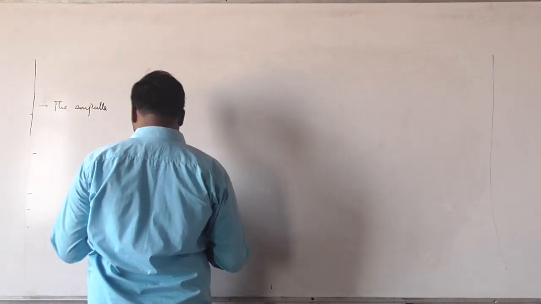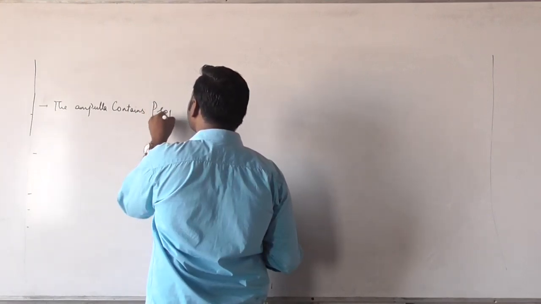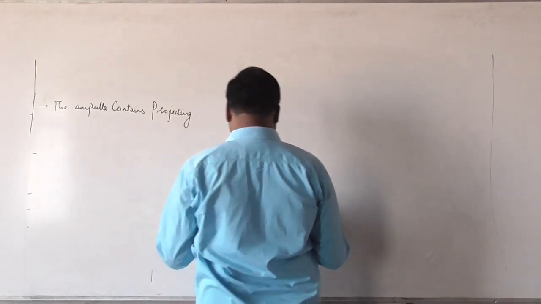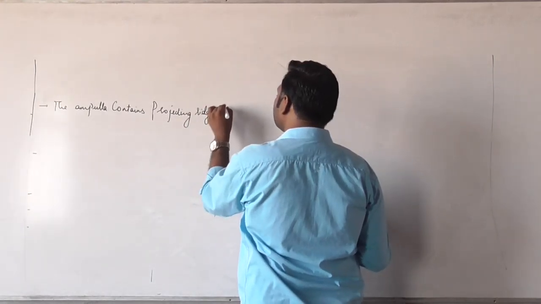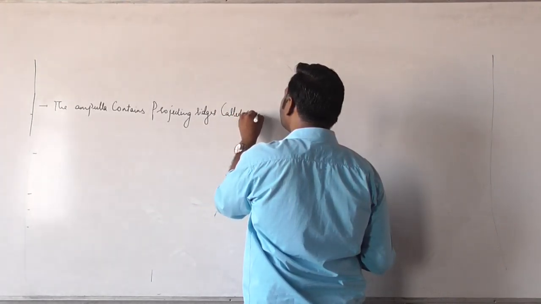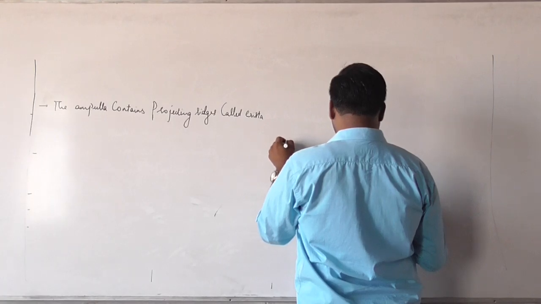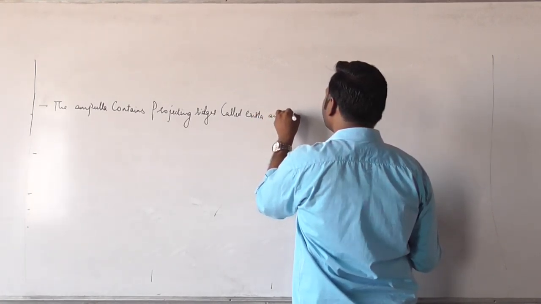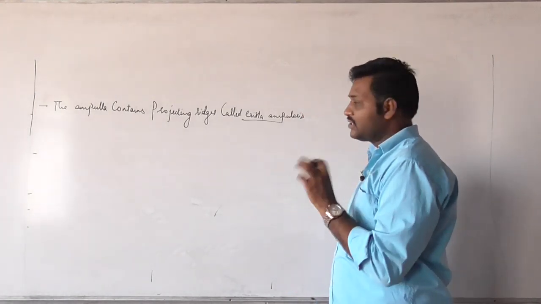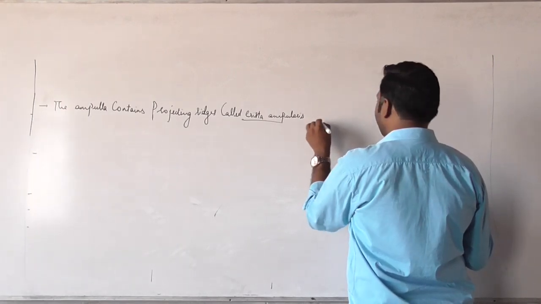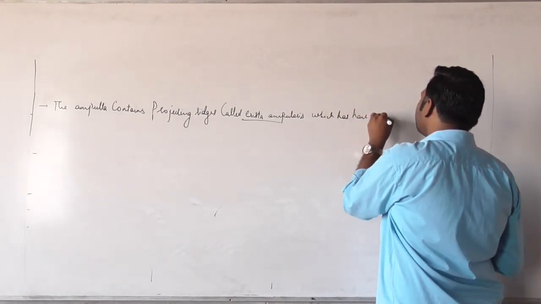The ampulla contains projecting ridges, called crista ampullaris. So the ampulla contains the projecting ridges, which are referred to as the crista ampullaris, which has hair cells.